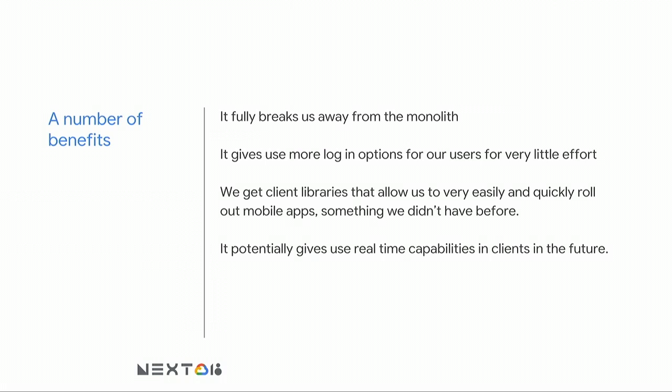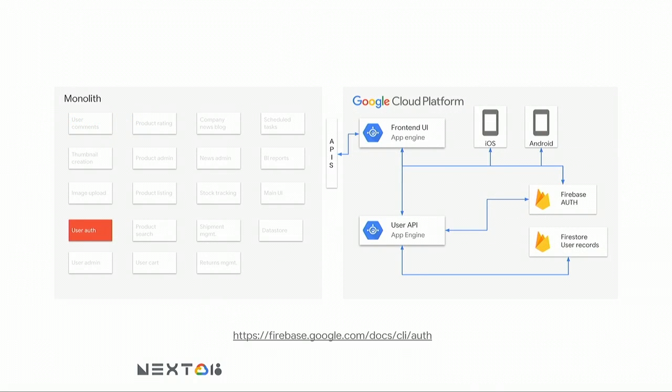We're no longer going back to that monolith for anything. It gives us more login options for very little effort. We didn't have native apps before, but now we can, and we've got one single authorization plane. And it potentially gives us real-time possibilities in the future in our clients if we wanted to. So how does this actually work? Well, we have a user API. We've created an interface that everything is going to use going forward for your user authentication. And on there, it's basically using the Firebase admin SDK to authorize.